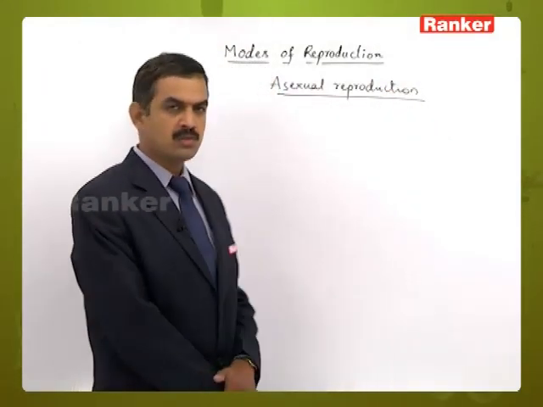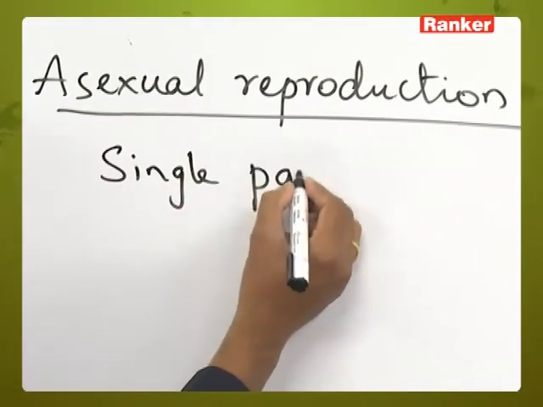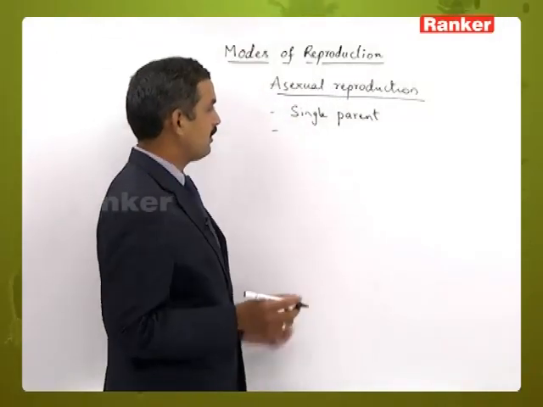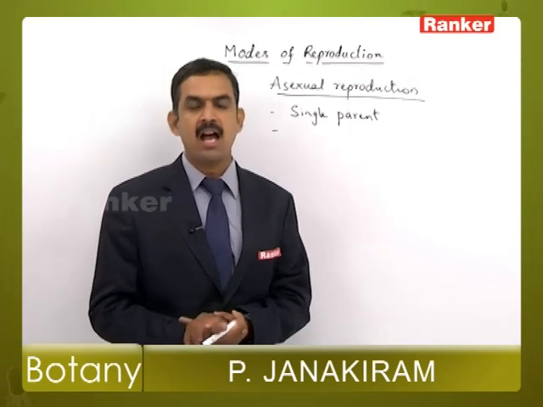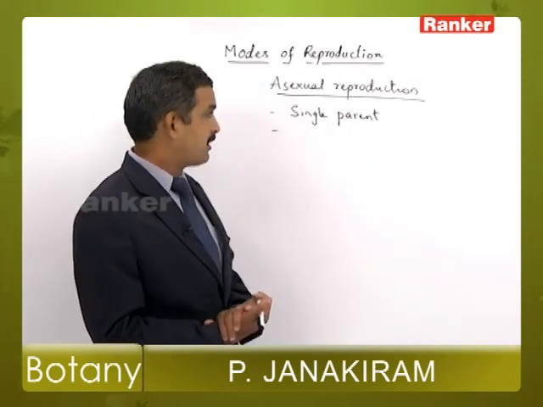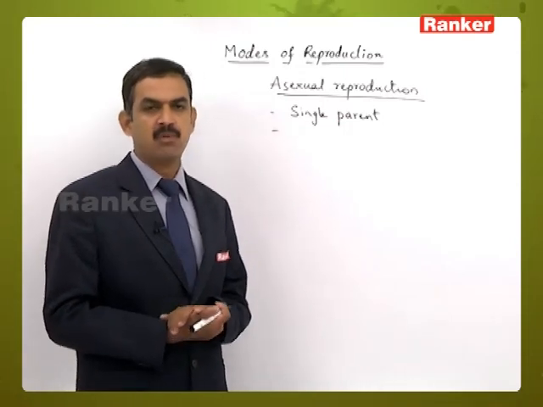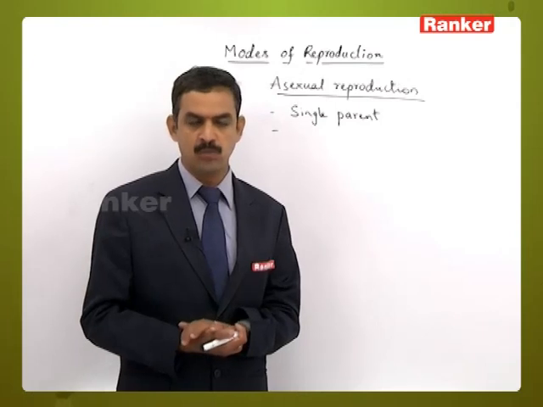Asexual reproduction is also single parent reproduction. That is, here only one parent is participating in the reproduction, and as with vegetative propagation, here also a single parent is taking part, and whatever characters are there in the parent plant, the same type of characters will be retained in the daughter generation of plants also.